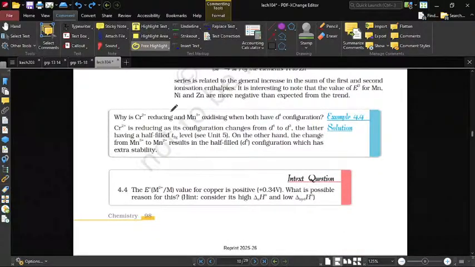Why is Cr plus 2 reducing and Mn plus 3 oxidizing when both have d4 configuration? Cr plus 2 is reducing as its configuration changes from d4 to d3, the latter having a half-filled t2g level. On the other hand, the change of Mn plus 3 to Mn plus 2 results in a half-filled d5 configuration, which has extra stability. Okay, it's a pretty good point.